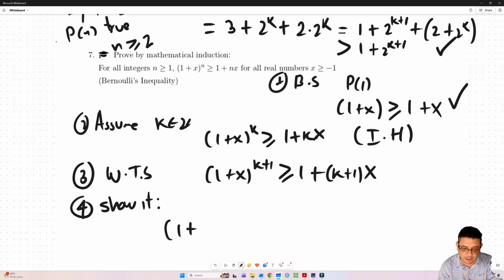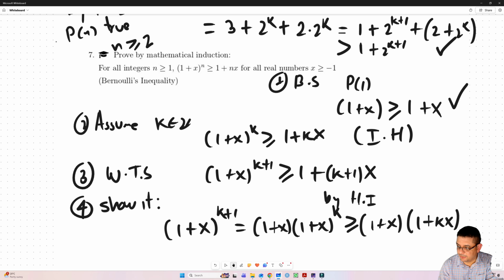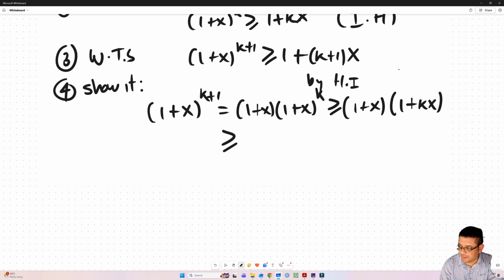So we start by doing 1 plus x to the k plus 1. And so, of course, as you will probably think by now, I'm just going to separate this as 1 plus x times 1 plus x to the k. Since we already have the hypothesis of induction, we're going to use that. And this is going to be bigger than 1 plus x times 1 plus kx. This piece goes in here by hypothesis of induction. But now if I multiply that, this is bigger than 1 plus kx plus x plus kx squared.